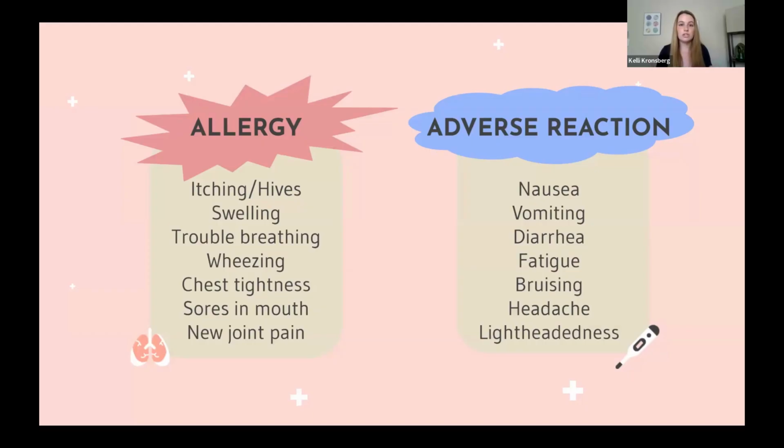So, key words that we should be thinking about and asking patients about to elicit an allergy history would be a raised itchy rash or hives, swelling, trouble breathing, wheezing, chest tightness. Sores in the mouth would be indicative of type 4, although those patients usually know their specific diagnosis because it's so extreme, or new joint pain. Whereas adverse reactions might be things like nausea, vomiting, diarrhea, fatigue, bruising, headaches, or lightheadedness.